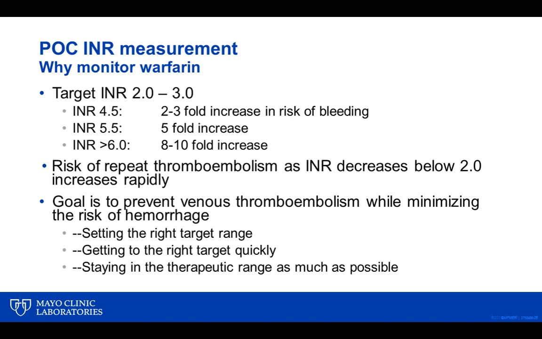And when the INR gets above 4.5, our risk of bleeding is tripled. When it gets above 5.5, our risk of bleeding has gone up 5-fold. When the INR gets over 6, we've had almost a 10-fold increase in bleeding. So that shows the narrow therapeutic window: we need the right amount of anticoagulation, but not too much. The risk of thromboembolism increases as the INR decreases below 2.